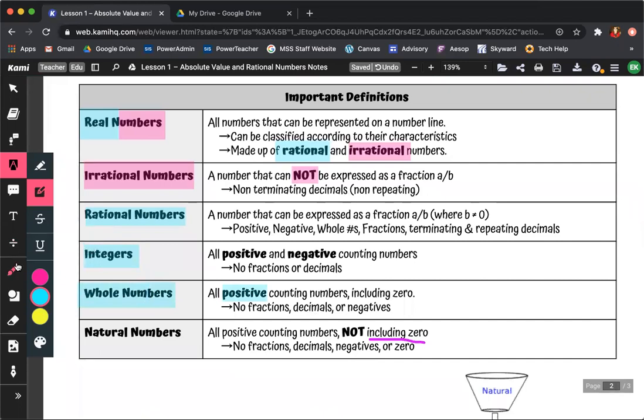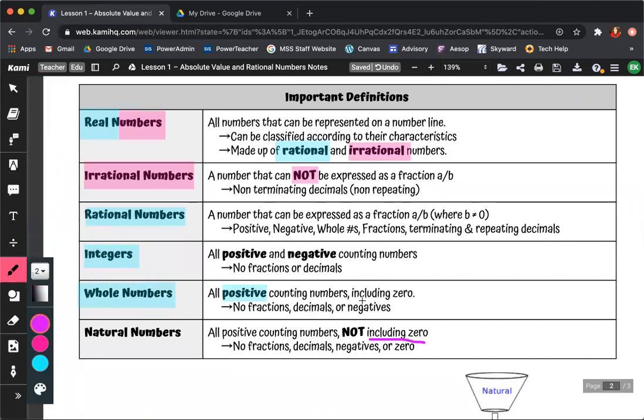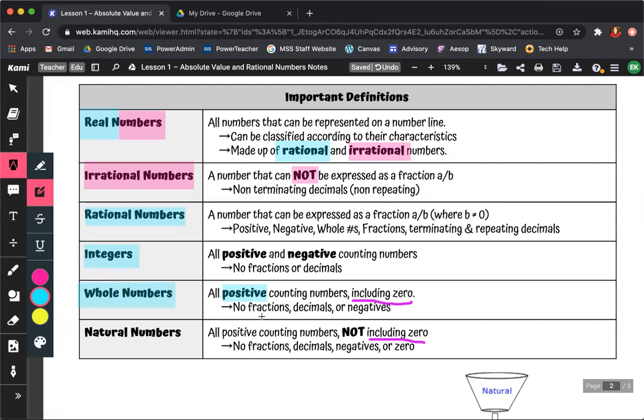Oops, I did the wrong one, including 0 here. So whole numbers do not include fractions, they do not include decimals, and they do not include negatives. And then natural numbers are basically the same as whole numbers. The only difference is it does not include 0. So same thing, no fractions, no decimals, no negatives, and not 0.